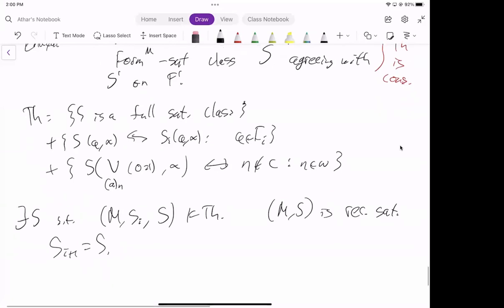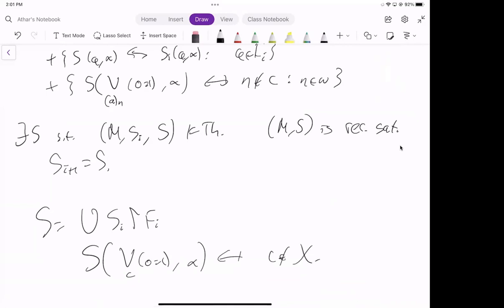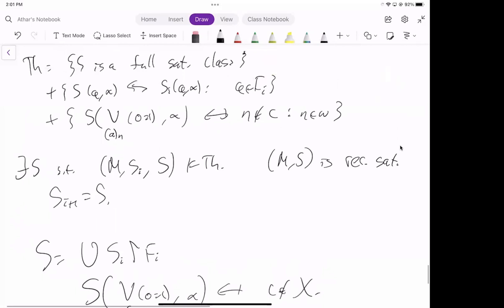And so like I said, once you continue doing this construction, you get the sequence of Fi and Si, and then your full satisfaction class S at the end is going to be defined as the union of these Si restricted to Fi, and this will have the property that S will think that the disjunction of 0 equals 1 is true if and only if that length is not in X. Okay, so again, I'll say that in our work, this completes the proof of the 2 implies 1 direction of this theorem. I can say a little bit about the other direction if anyone's interested.